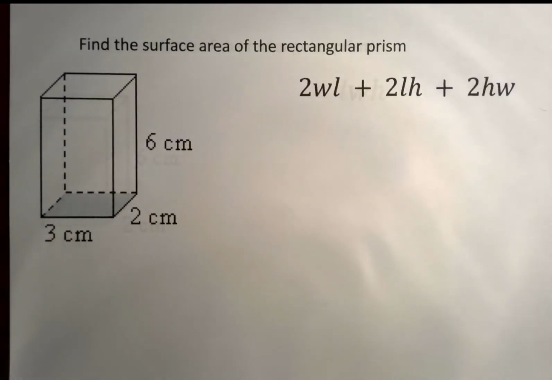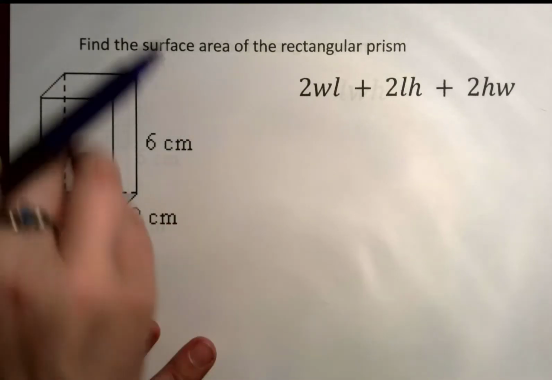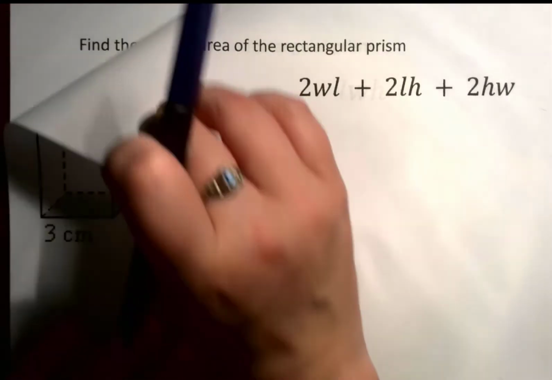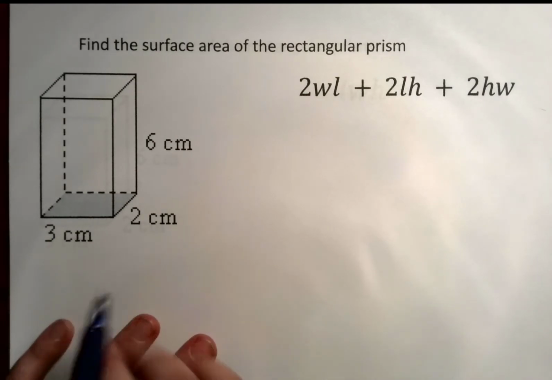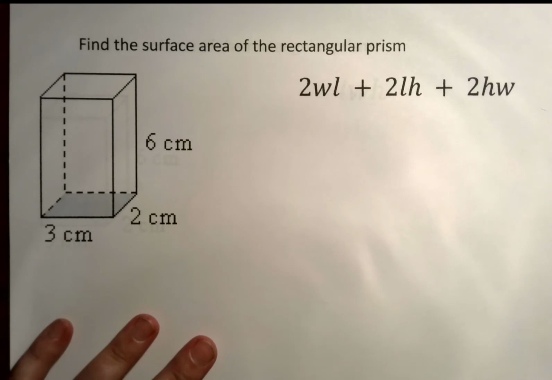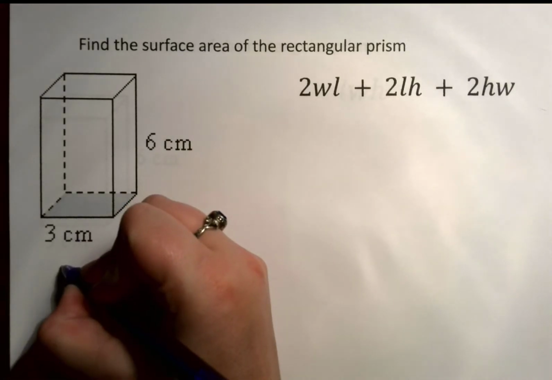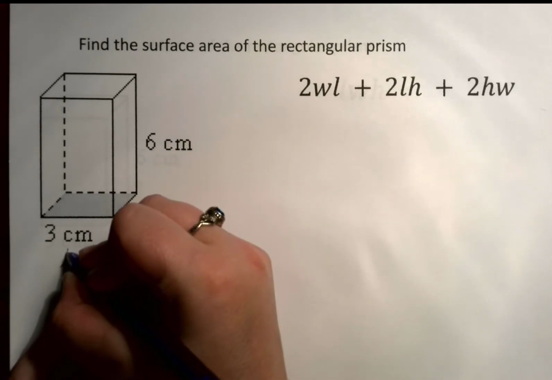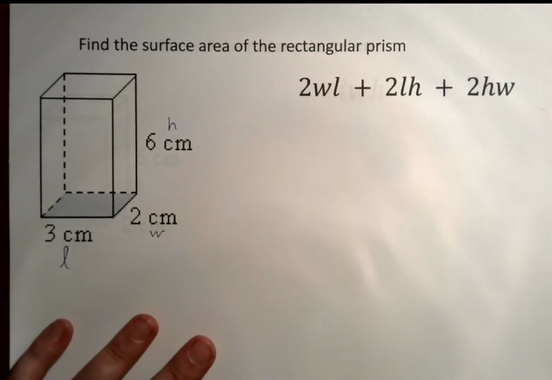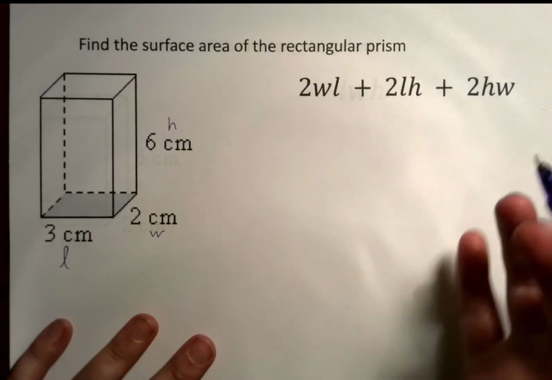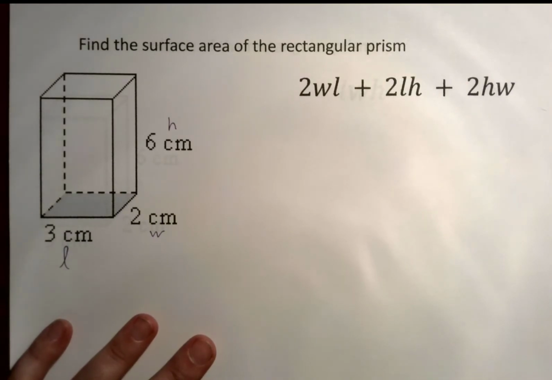All right, so we're going to start with looking at finding the surface area of a rectangular prism. Okay, so I'm given these measurements here: my length, my width, and my height. So just like when we were finding the surface area of a cylinder, all I had to do was plug in. I'm going to do the same thing here.